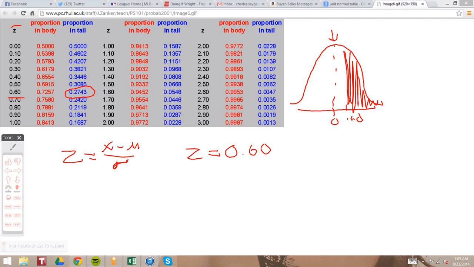Say the question instead asked what the probability is of getting a score below a z-score of 0.6. Then we would shade to the left of the 0.6 mark, and more than 50% of the graph would be shaded. So we would use the proportion in body column instead, and we'd see that the probability is 0.7257 instead of 0.2743. And that is how you use the z-table with the z-score that you have calculated.